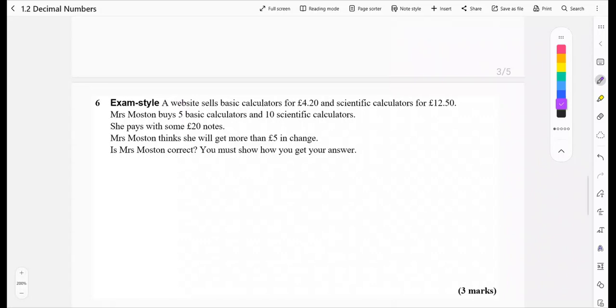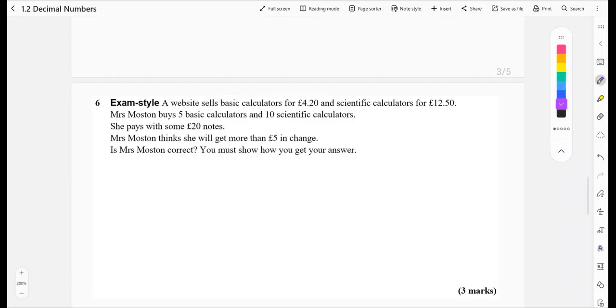For my next example, which is similar to an exam-style question, we have a website selling basic calculators for £4.20 and scientific calculators for £12.50. Mrs. Mostyn buys 5 basic calculators and 10 scientific calculators. She pays with some £20 notes. Mrs. Mostyn thinks she will get more than £5 in change. Is Mrs. Mostyn correct? You must show how to get your answer. So in other words, we can't just say yes or no. We do actually have to back it up with some maths.